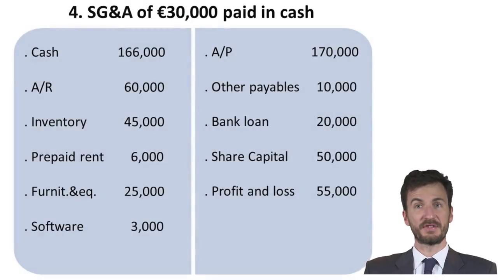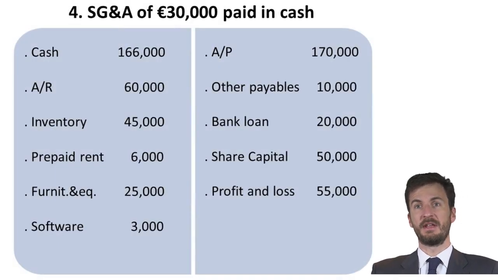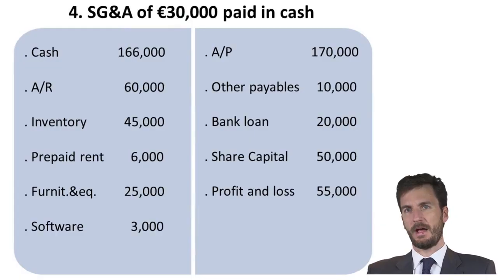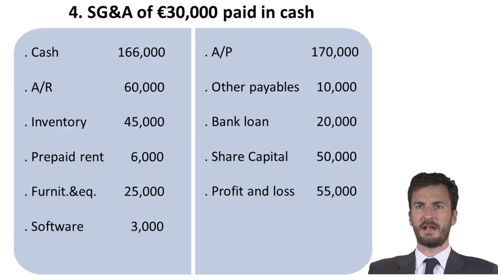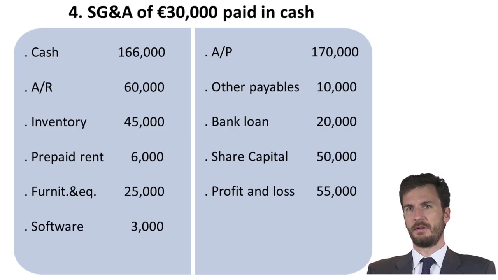The total amount of selling, general, administrative expenses is 30,000 euros. And all of them have been paid in cash. So how would you account for this? Obviously, first, cash is going to decrease. Now, my next question is, okay, we are paying some cash, and what else do we need to recognize here? An asset or an expense?